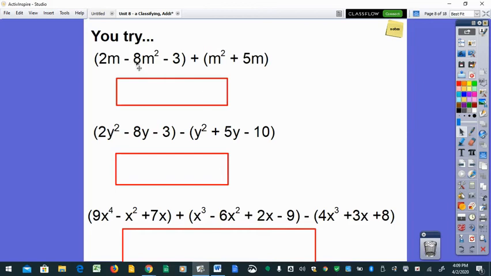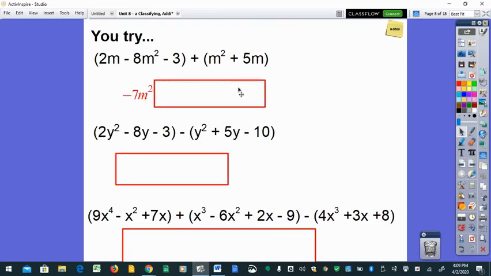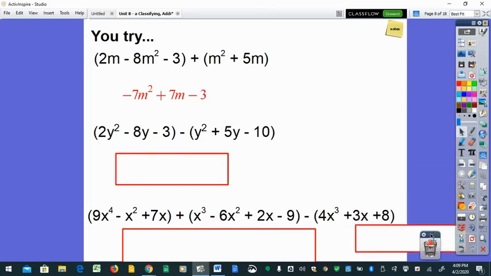So the first one I see, I'm going to go for that squared. Negative 8, adding positive 1. So did you start it off with negative 7m squared? Remember, your answer needs to be in standard form. So now I'm going to go down to an m to the first. There's 2 of them here, adding 5 of them there. You see 7 of them. And it looks like the minus 3 is just there with nobody. Okay, the next one, be careful.